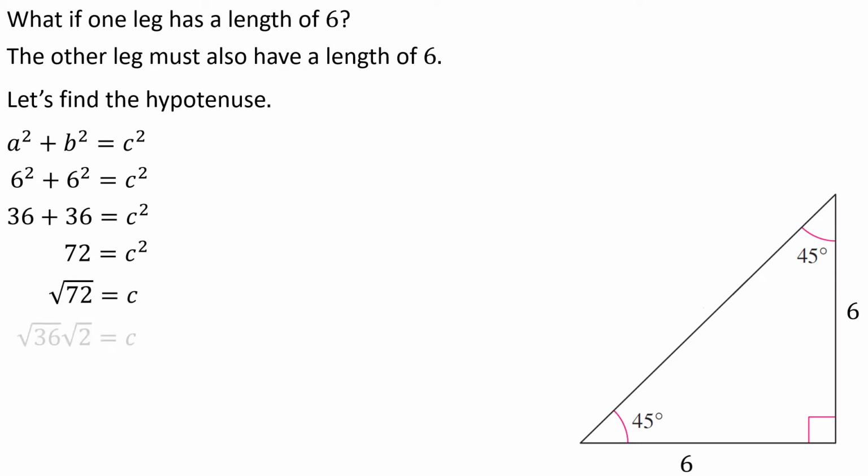Oh my goodness, what is the square root of 72? 36 is the largest perfect square that will factor out of that. And holy cow, it really is 6 root 2. So if one leg is 6, the other leg must be 6. And the hypotenuse is simply 6 root 2.